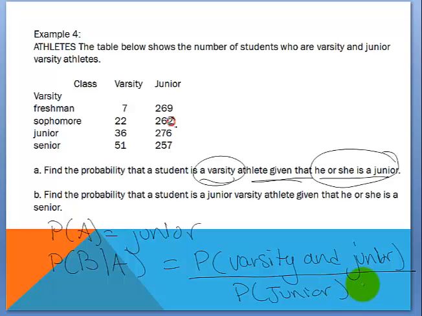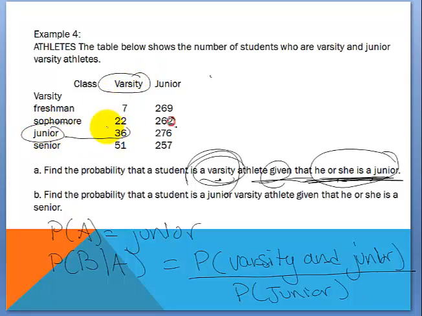So what we're saying is that anything that comes after the given is our new sample space. So we're saying, what is the probability that they're a varsity player given that they're a junior? So the sample space is smaller. So we're going to look at our table. We're looking at varsity and junior. So here's our table. Here's varsity. Here's junior. The number of people who are varsity and junior is 36.